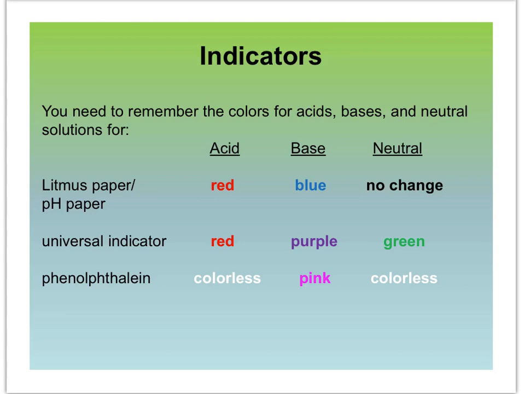I'm going to get some indicators from the lab, and hopefully I will do a demo for you to show you some different indicators. But if you want to try at home, red cabbage juice works really well, or even just red cabbage leaves. If you buy some, you can try at home to dip that in water, then dip it in like vinegar, which is an acid. Try to dip it in dish soap, which is a base, and look at the different colors that it turns.